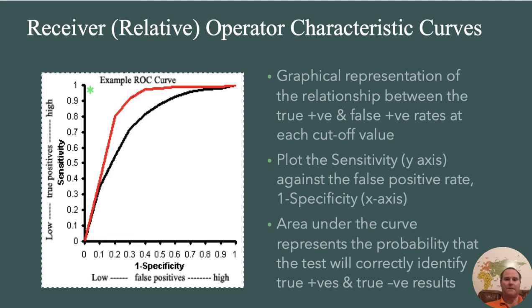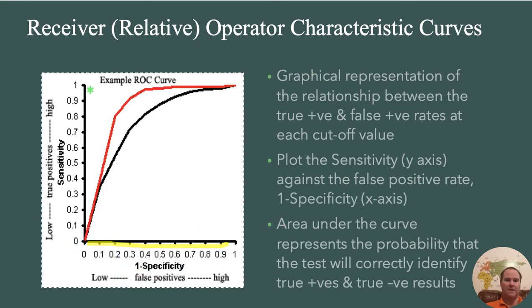The final concept to talk about is receiver operating characteristic curves, or ROC curves. And they're basically a graphical representation of the relationship between false positives and false negative rates at each cutoff value for continuous data. And what you would do is you would plot the sensitivity on the y-axis, and then you would plot the 1 minus specificity, or your false positive rate, on the x-axis.